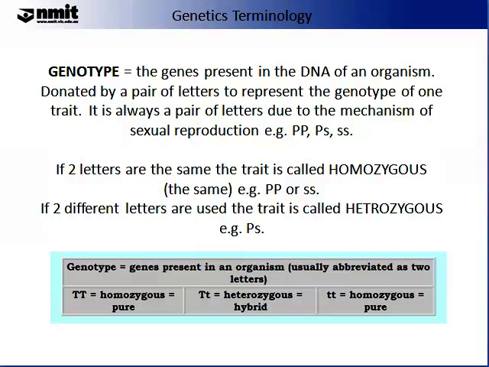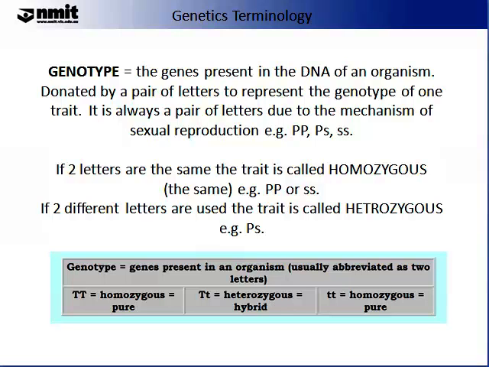They are usually denoted by a pair of letters, and this represents one genotype of one trait. You always see a pair of letters due to the mechanism of sexual reproduction. If 2 letters are the same, the trait is referred to as homozygous. If different letters denote the trait, then it is called heterozygous.